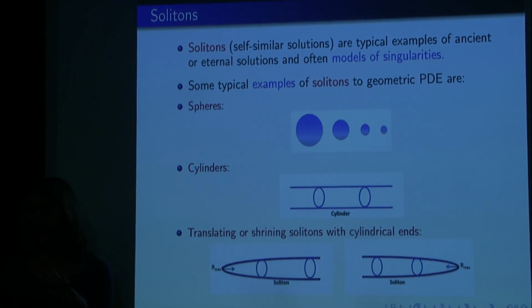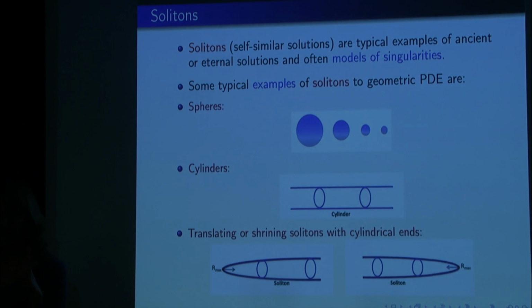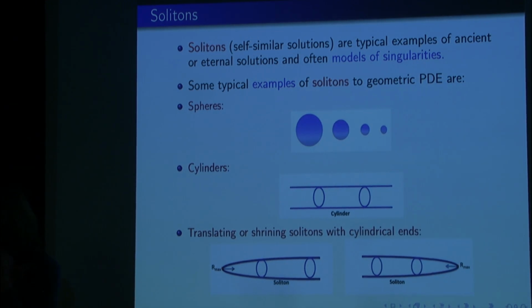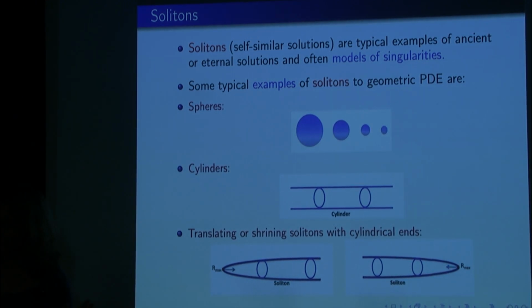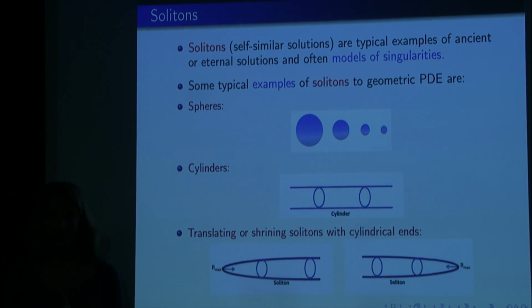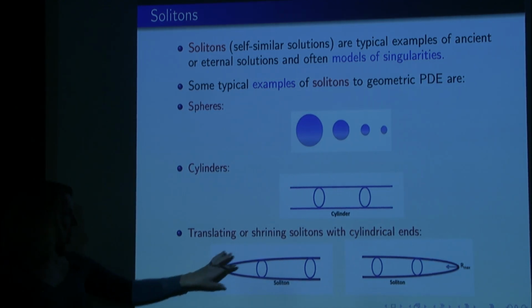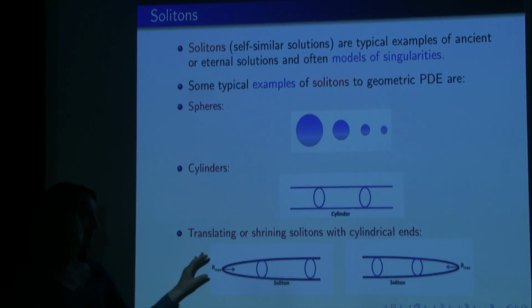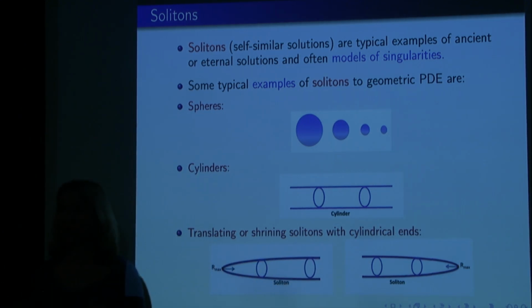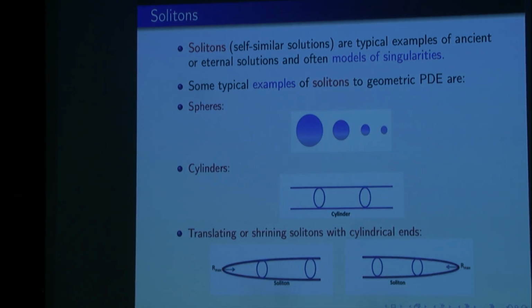And these sometimes, again, do not change the shape, but they just shrink, or they may expand, or they translate. And what does this mean? Nothing changes. They don't shrink, they don't expand, they just move by going up and down. All right? So these are very typical special solutions that we see as self-similar solutions.